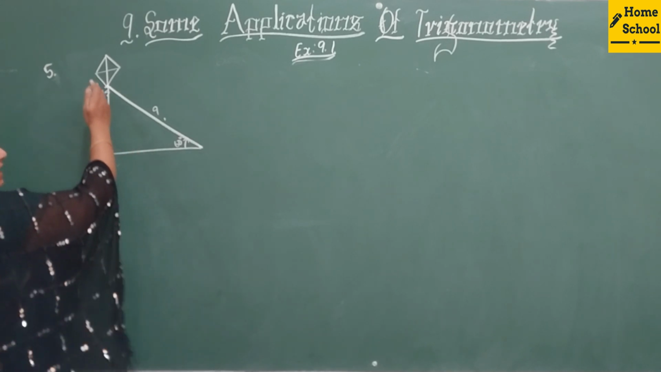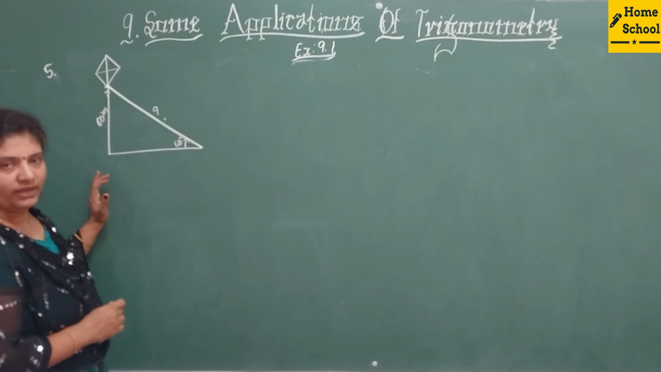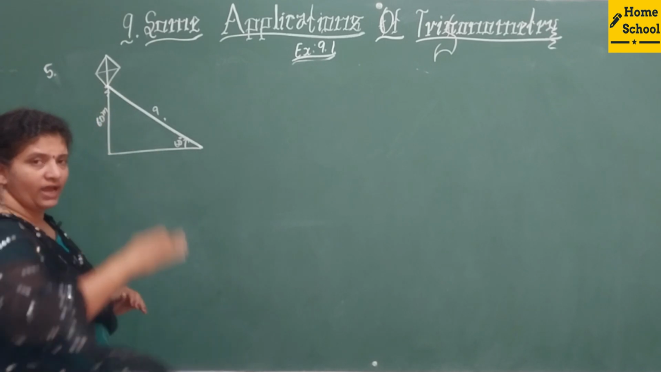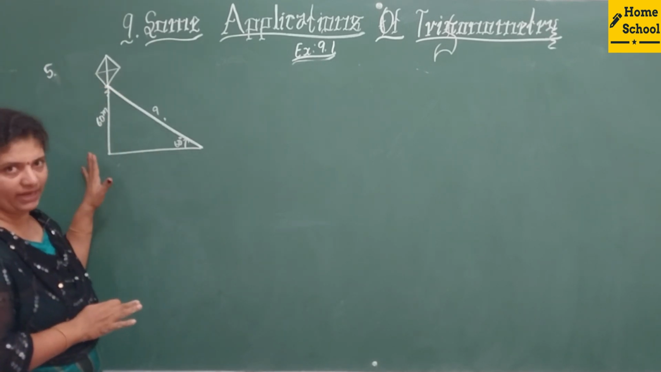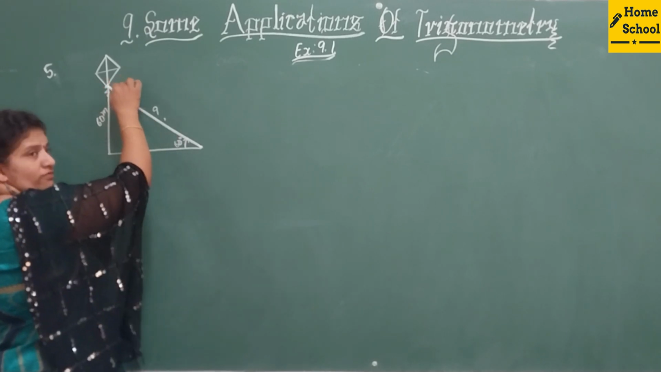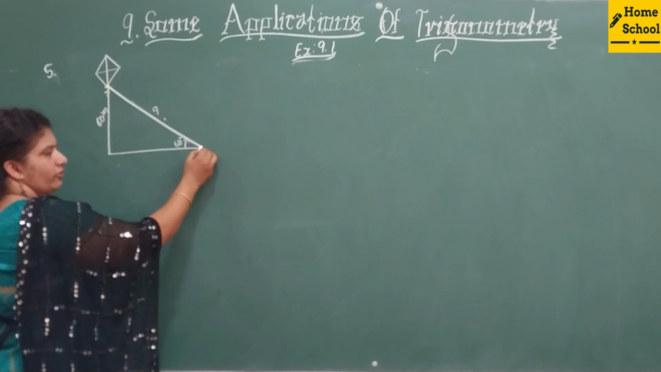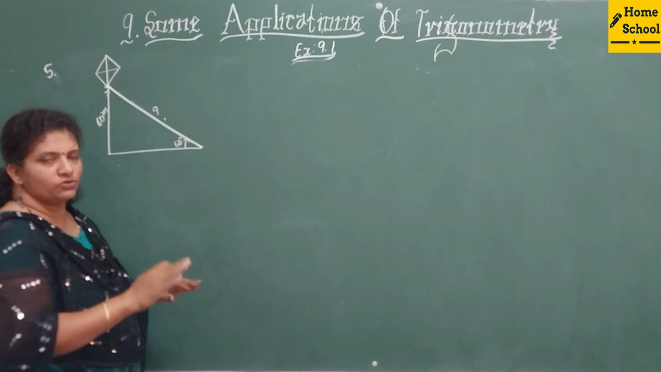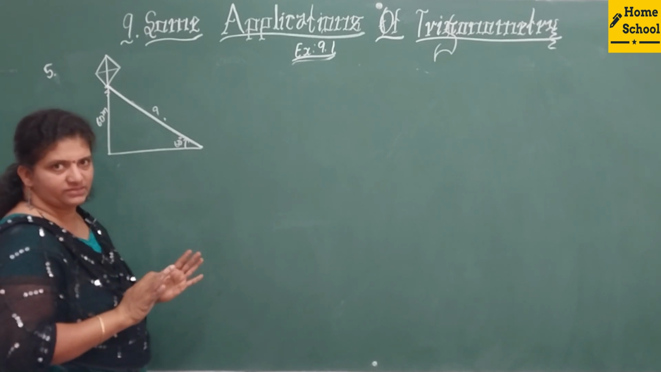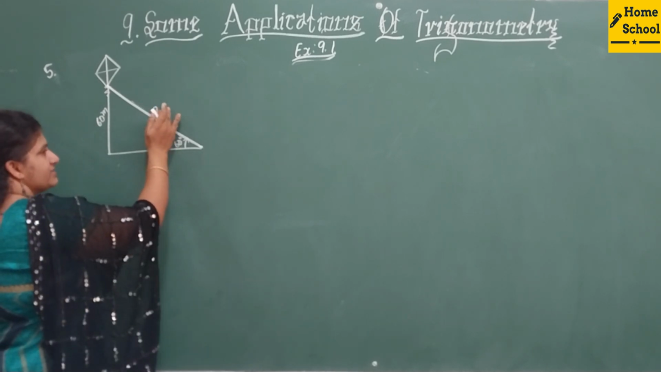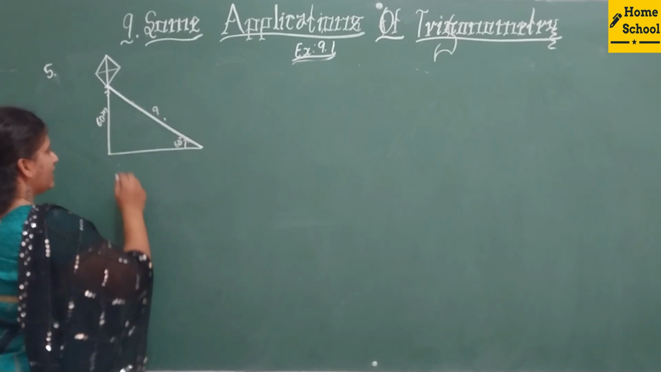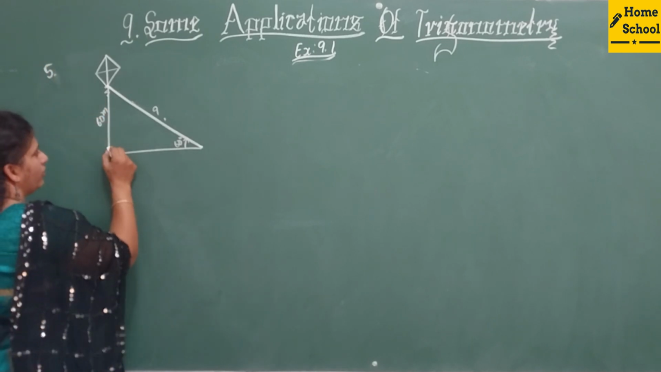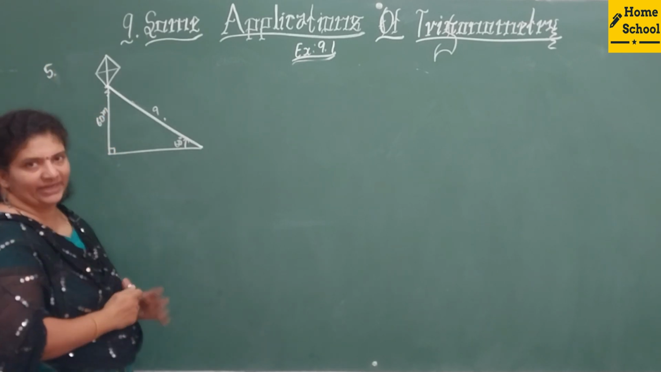Imagine a kite. The kite is flying above the ground. What is the height above the ground? 60 meters above the ground level. The string of the kite is tied to a point on the ground. There is no slack, no extra thread. So, what is the length of the string is your question. Observe carefully. When I say above the ground, this will be perpendicular, a right angle.